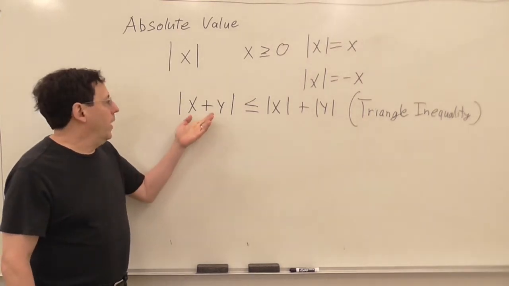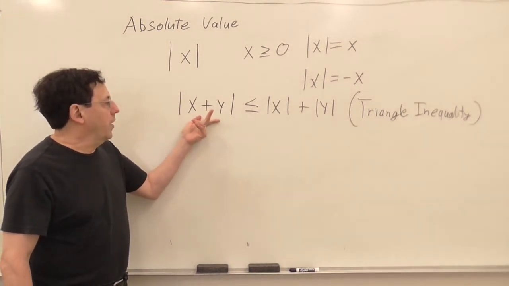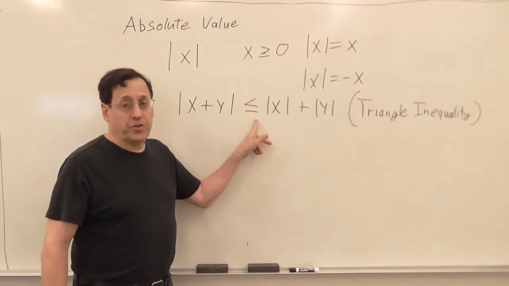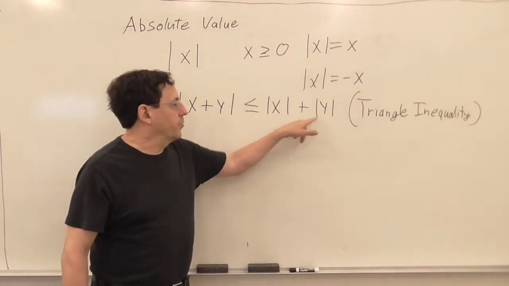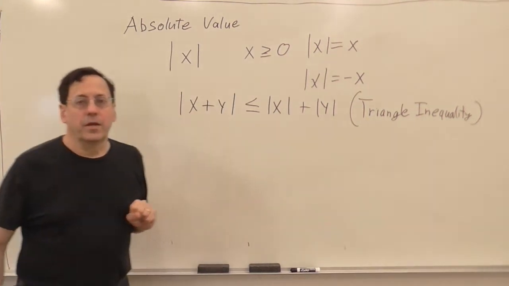Finally, we have a non-trivial property of the absolute value, known as the triangle inequality. It says that if you add two numbers and you take their absolute value, that's going to be less than or equal to what you get if you first take the absolute value and then add them.